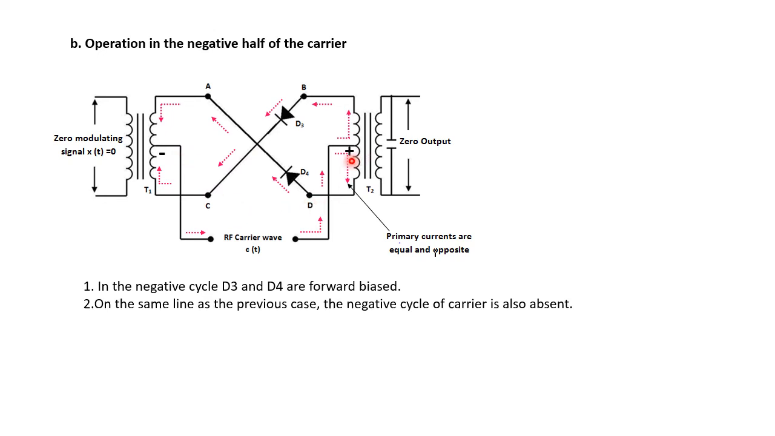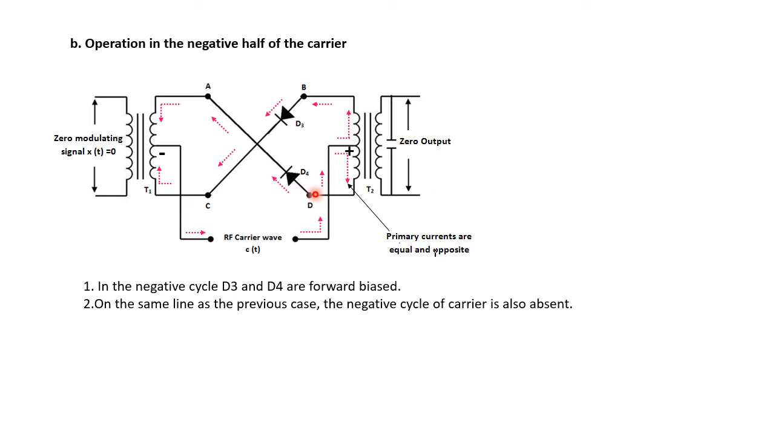Similarly, this point is positive. So the terminal which is connected to the transformer T2 is positive, and we can say that this terminal is connected to the positive side of the diode D4. Therefore, P of diode D4 is positive and N of diode D3 is negative. So both the diodes D3 and D4 are in the conducting mode when we are applying the negative cycle of the carrier wave. So if the two diodes are in the conducting mode, then current will flow through both the diodes.